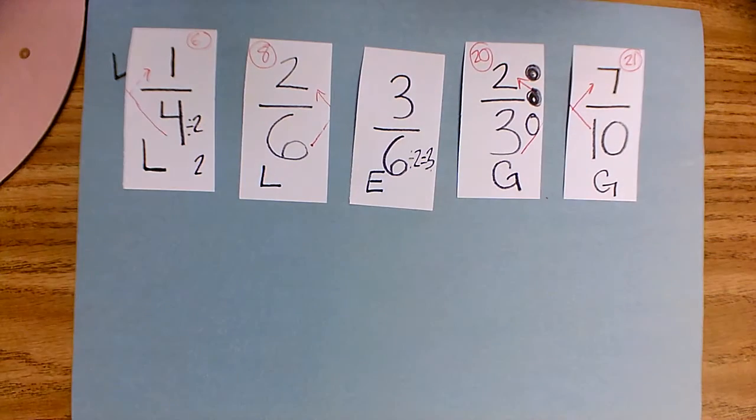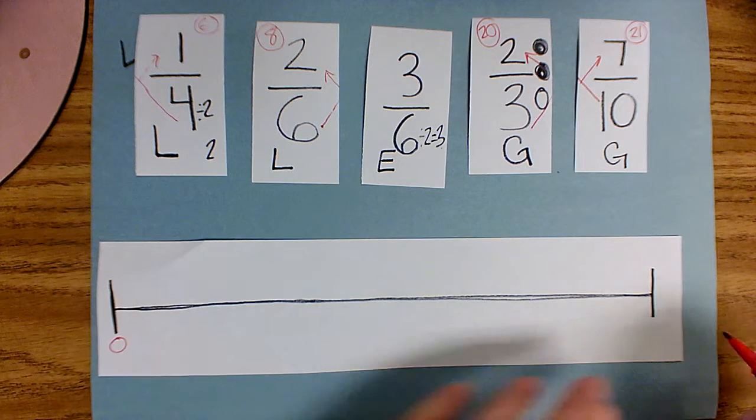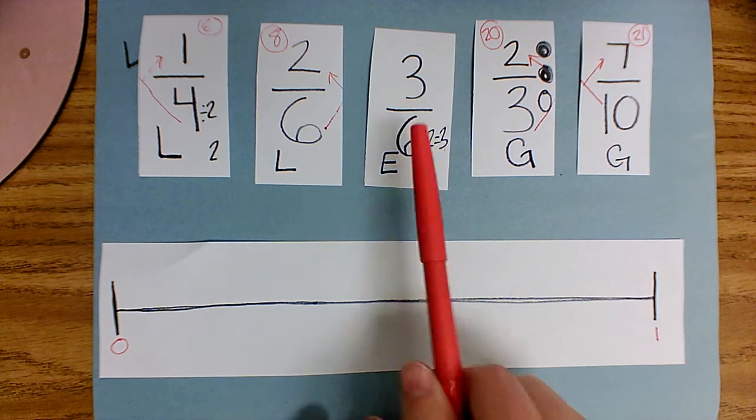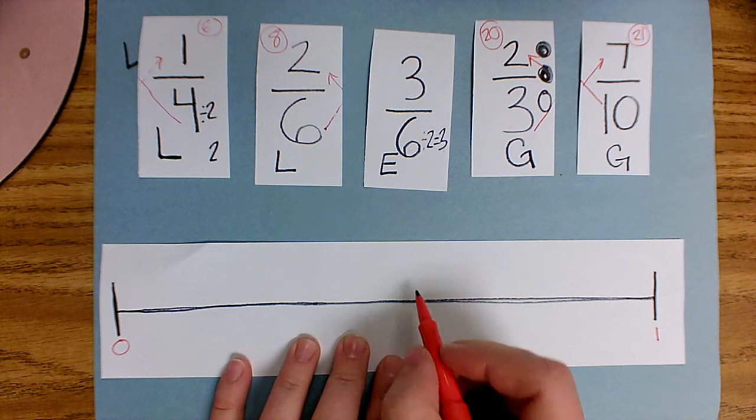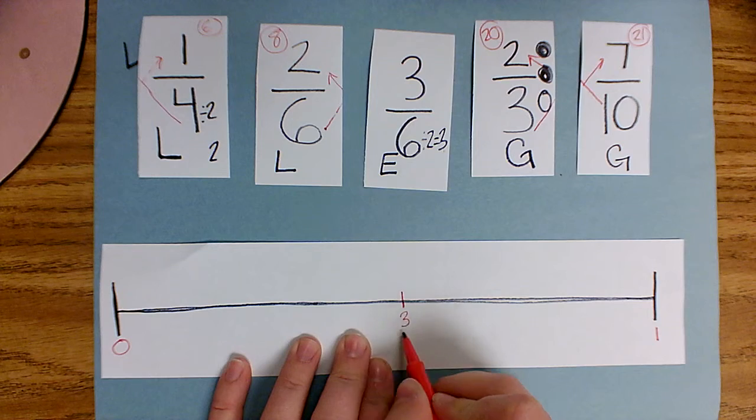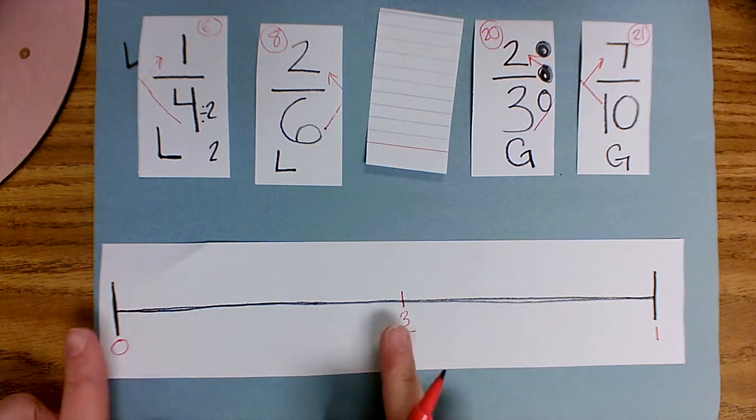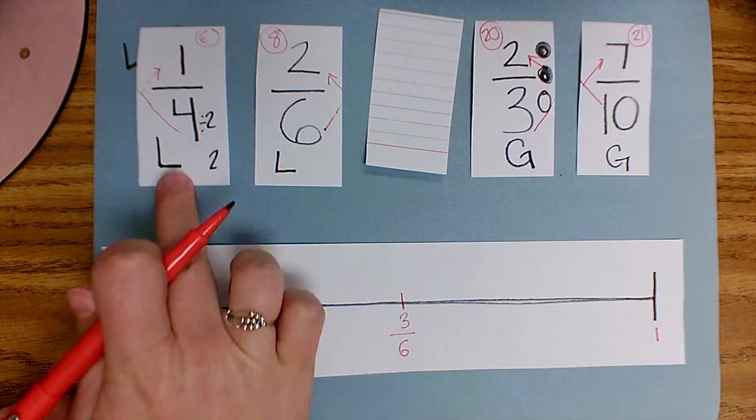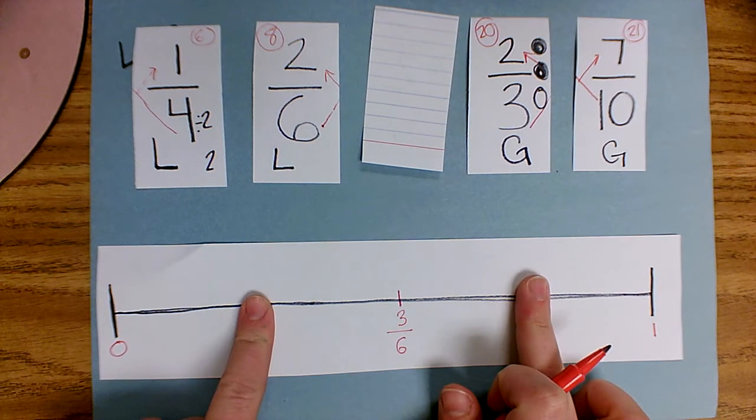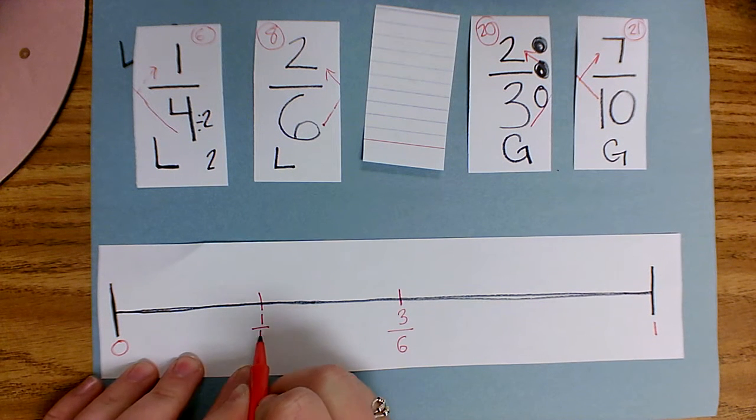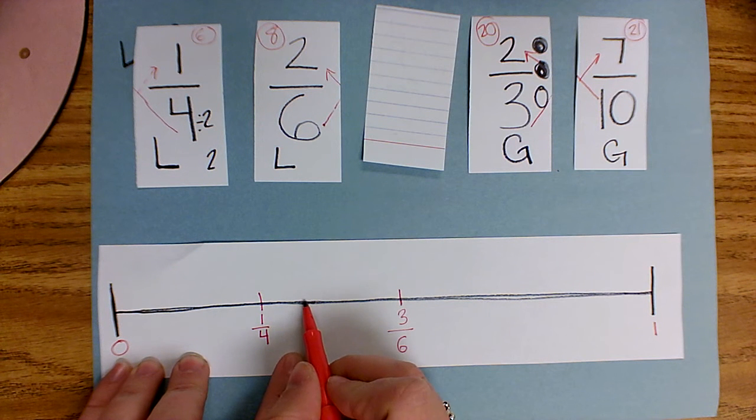I can use this when I'm asked to put it on a number line by first labeling my number line with 0 and 1, and I like to start with the half mark. I always label half first so I know about where the other fractions are going to fall. So I'm going to go ahead and label 3/6, and I'm done with that one. Then I know that before 3/6 I'm going to have 1/4 and 2/6 in that order. I can kind of figure out where 1/4 is using some estimation, and I know 2/6 is a little bigger, so I'll put it here.